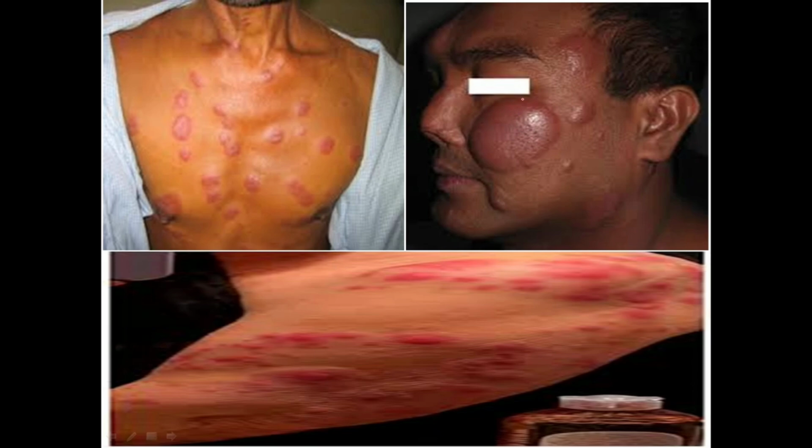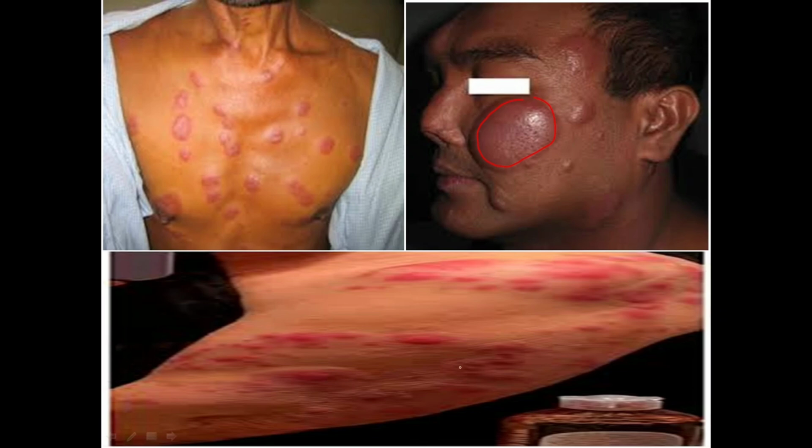So you can see the lesions here, you can see how reddish they are and quite roundish. They appear almost everywhere on the skin. You can see them on the chest, on the face, on the arms, it can be on the legs, at the buttocks.